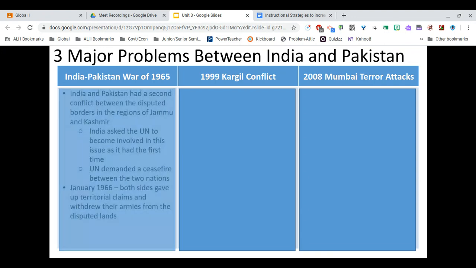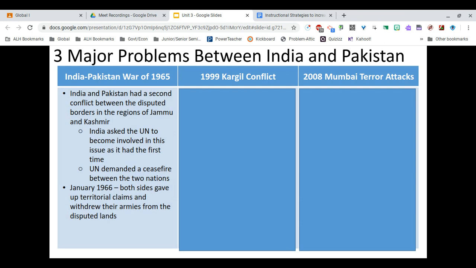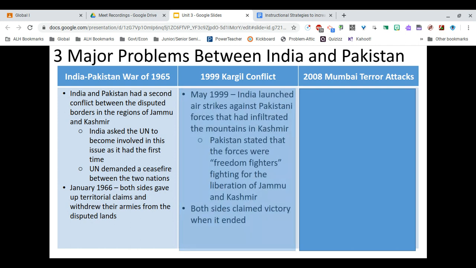So we have the India-Pakistan War of 1965. This is their second conflict over the regions of Jammu and Kashmir. And India asks the UN to step in and become involved. And the UN demands a ceasefire. Both sides give up claims, but both sides refuse to withdraw their armies.